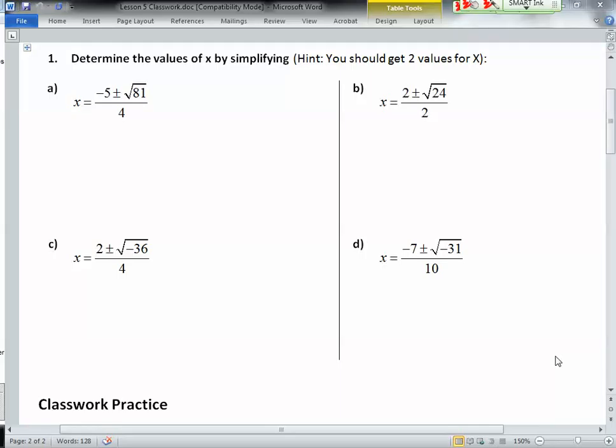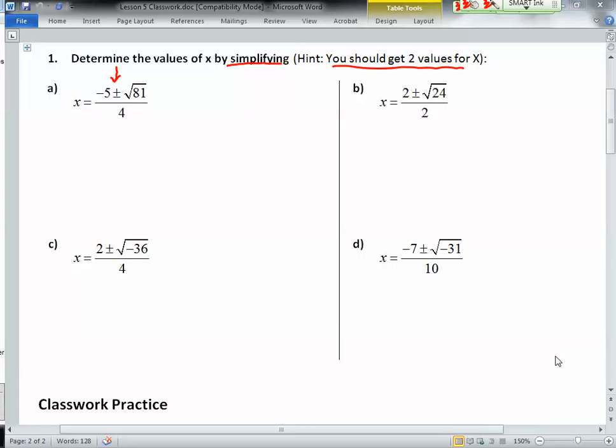Okay, so we're going to do problems A and C from the warm-up for lesson 5. And again, we're just trying to simplify these expressions to get a value for x. For all of them, we're going to get 2 values for x, and that's because we have this plus or minus in there for all of them, right?